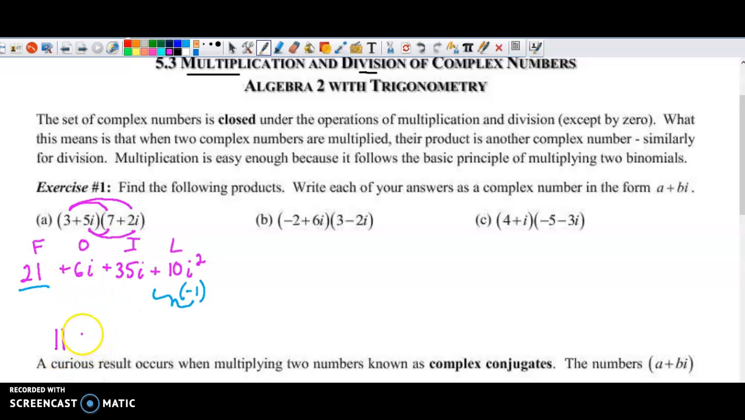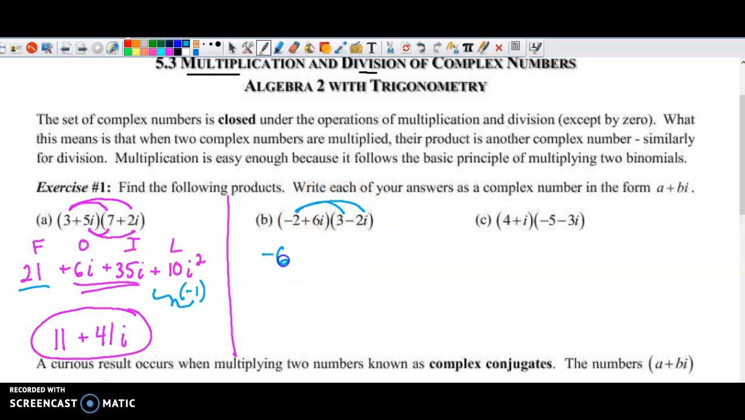And then combining the other two terms gives me 41i. So you just have to practice this over and over again. It might take you some practice before you get a good handle on everything, but you get -6 as I distribute. Negative times a negative is still positive, 4i.